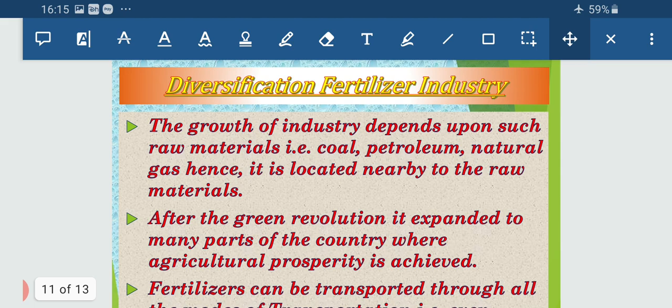Now next, the diversification of the fertilizer industry. The fertilizer industries are diversified throughout the country. Why? Because they are also based upon organic raw materials like coal, petroleum and natural gas, so the industry should be localized near the raw material. Secondly, the green revolution strategy has expanded its usability, and where there is a lot of agricultural practice, the demand for fertilizer products is greater. So the fertilizer industry can be localized where there is agricultural development.